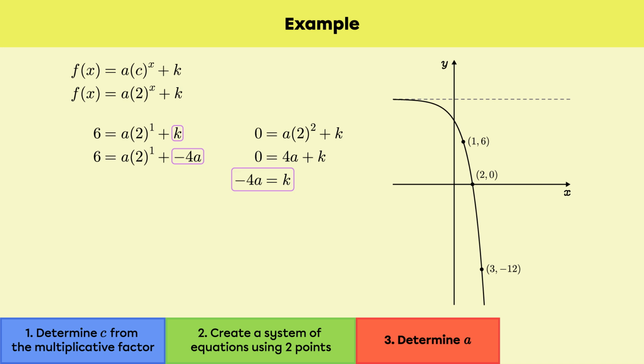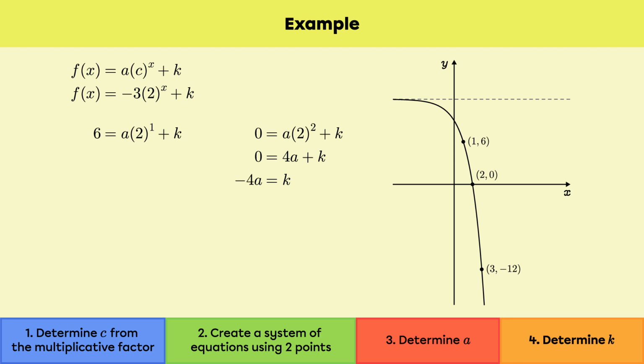Simplifying the equation, we have 6 equals 2a minus 4a. Since we end up with 2 like terms, we can subtract them and we get 6 equals negative 2a. To isolate a, we just have to divide by negative 2. We find that negative 3 equals a. We can therefore replace a by negative 3 in the rule.